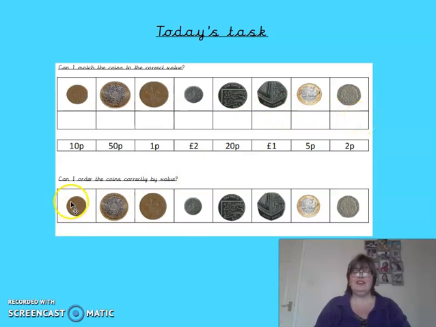When you've done that, I'd like you to cut out all the coins and order them in value from the smallest, the one that you could buy the least with, to the greatest, the one that you could buy the most with. Okay, have a go at that, and I'll see you again tomorrow and we'll look at some more money.